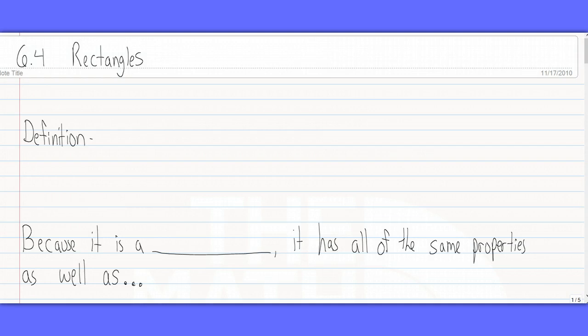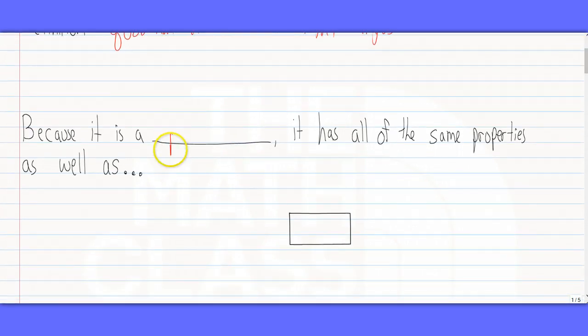This is section 6.4 on rectangles. First of all, the definition for a rectangle is that it is a quadrilateral with 4 right angles. Now, because it is also then a parallelogram, it has all of those same properties.